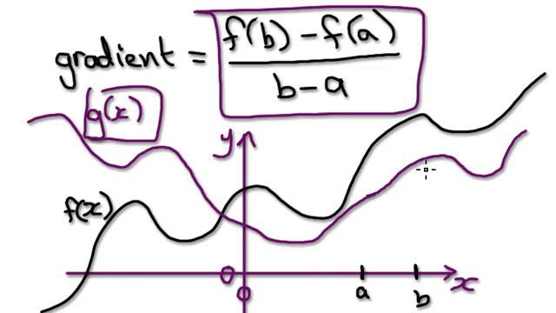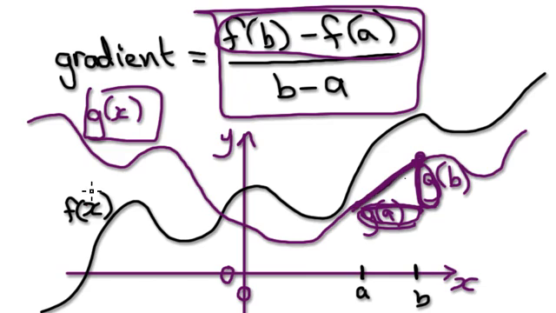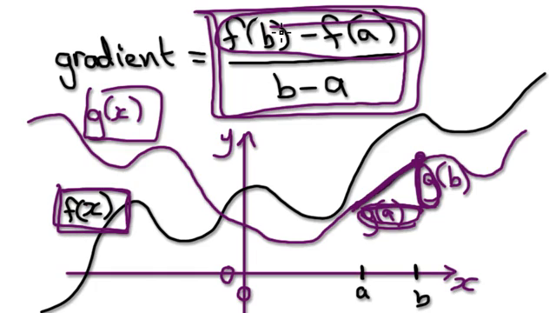So select any a and b. Let's say b is here. This is g of b, and this here is g of a. When you take g of b, take away g of a, that will give you the height of this triangle, and then you divide it by b minus a. That will give you the rough gradient. So by giving a function, this thing here will always work.